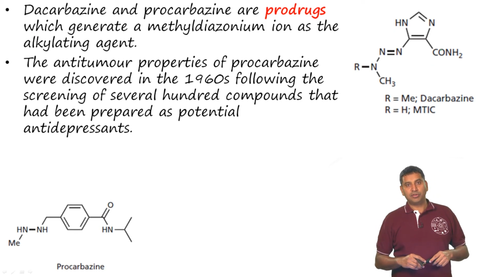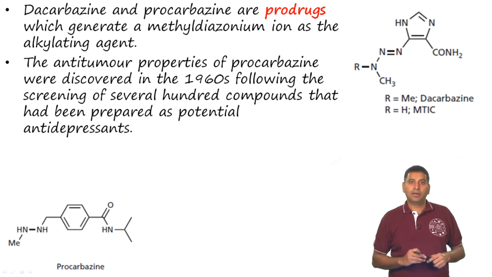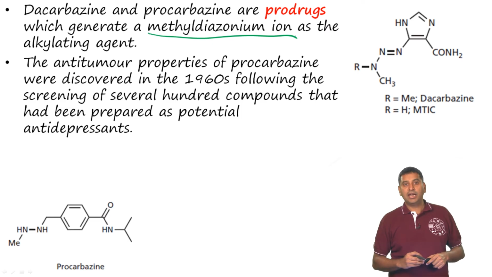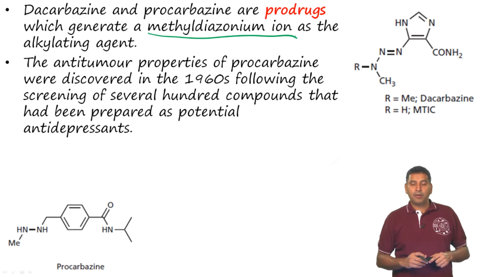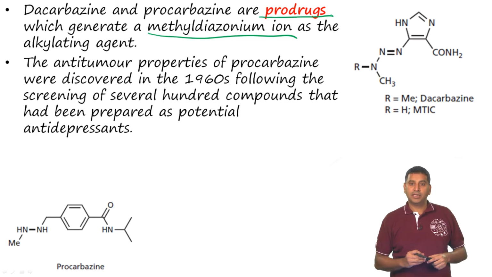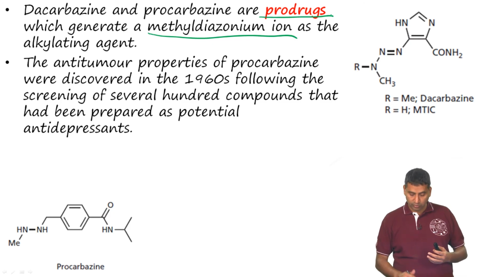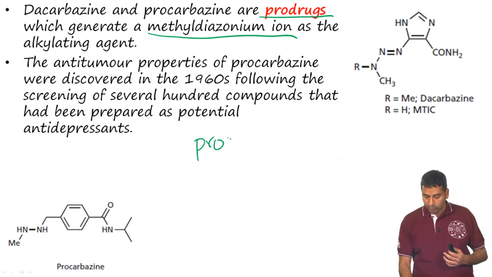Dacarbazine and procarbazine are prodrugs. We will look at this example now, and these two compounds generate a methyl diazonium ion as an alkylating agent. Before we proceed, let us understand this term called prodrug. When in organic chemistry we studied the concept of chirality, any molecule that has a potential group which can become chiral is called prochiral.